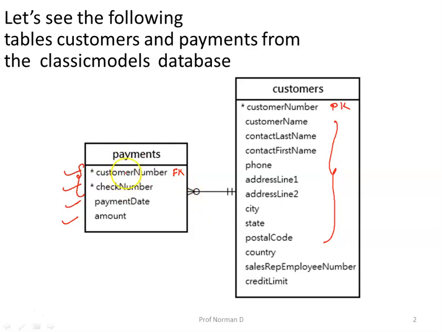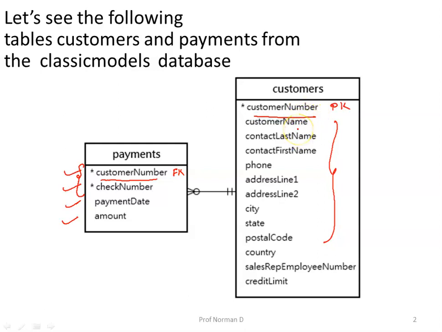Obviously the customer number is present over here, but rather than finding the customer number, if I want to know the customer name, the contact last name, contact first name, the other details like phone, address, city, state, then I have to have a join between these two tables, and the join attributes would be customer number from the payments table and the customer number from the customers relation.